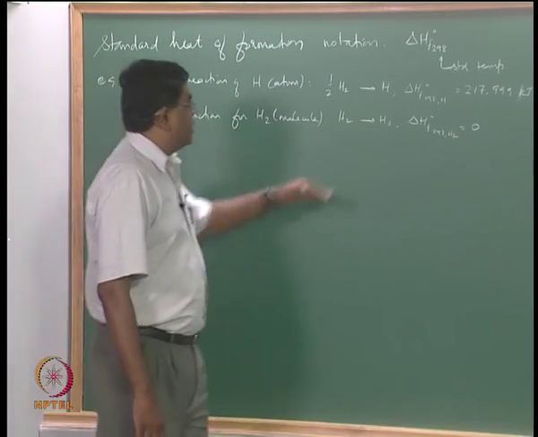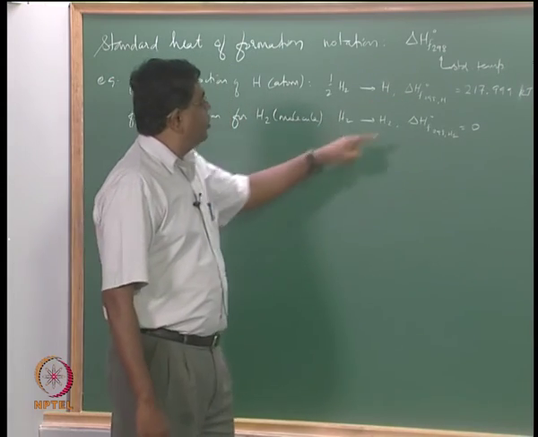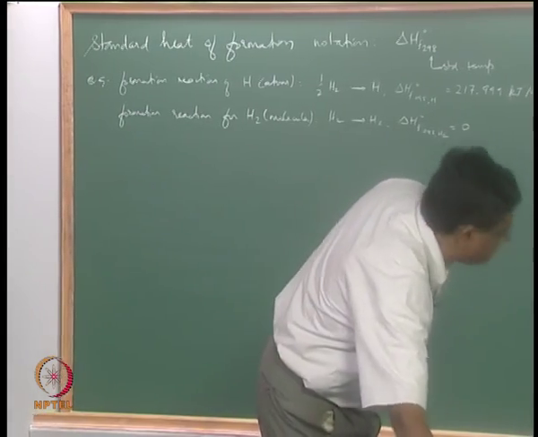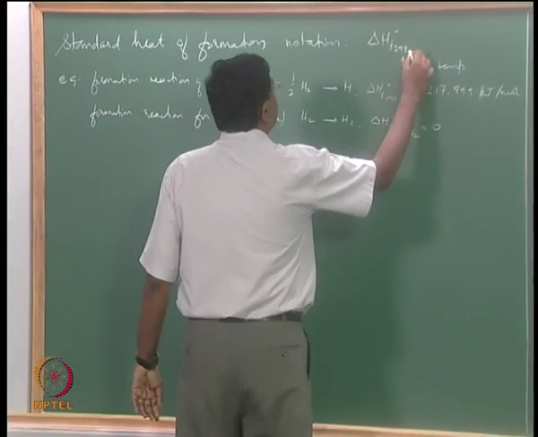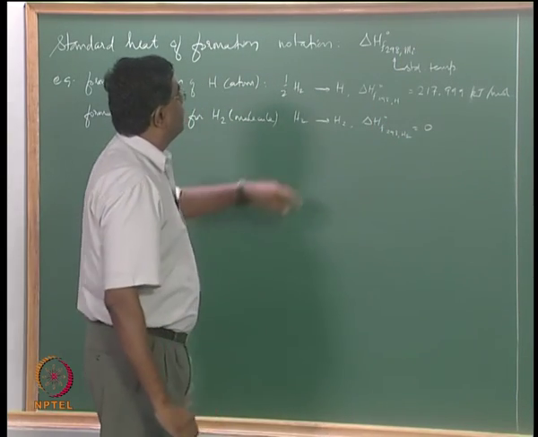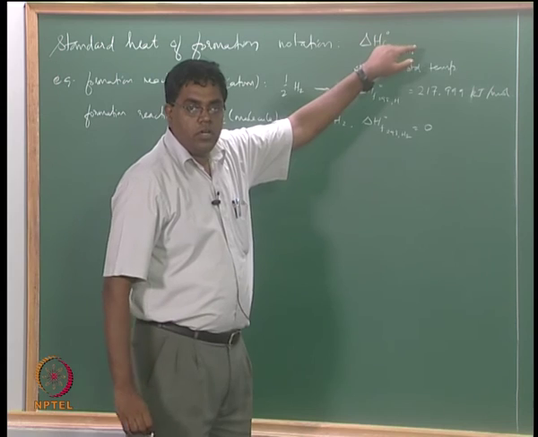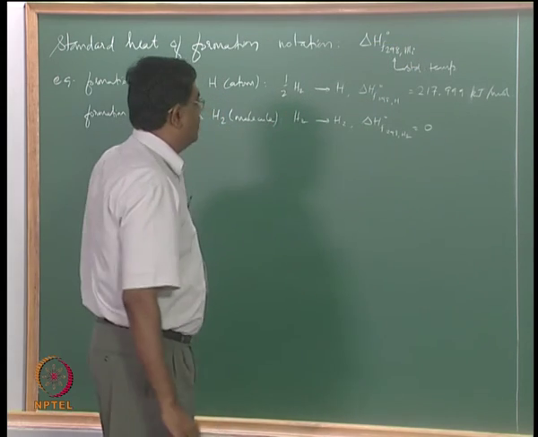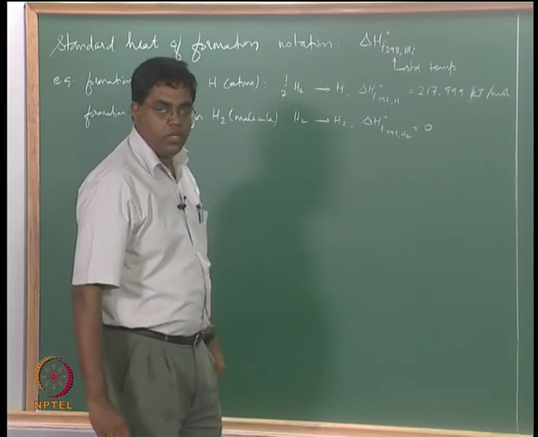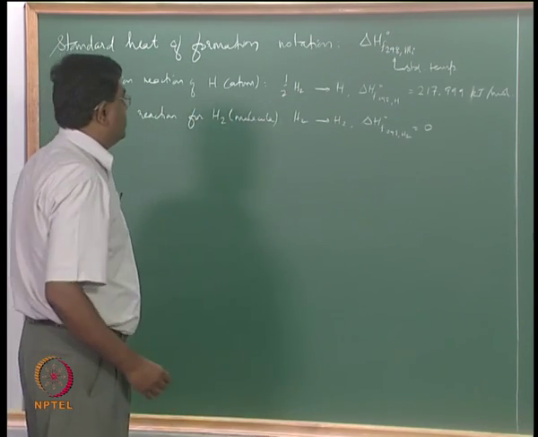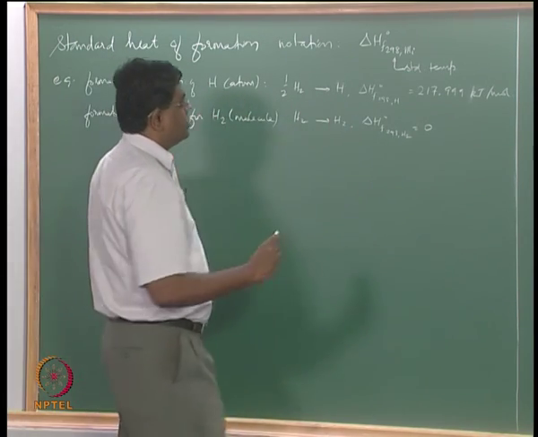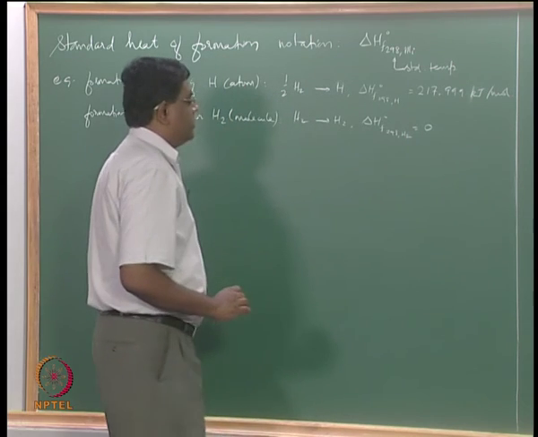And so the delta HF0 298 for H. So you look at the notation here. In fact you could improve on the notation by saying 298 comma script MI on the subscript there, where script MI refers to the species for which you are looking at the formation, the standard heat of formation. So here for the formation reaction of atomic hydrogen, you get a number that looks like this.